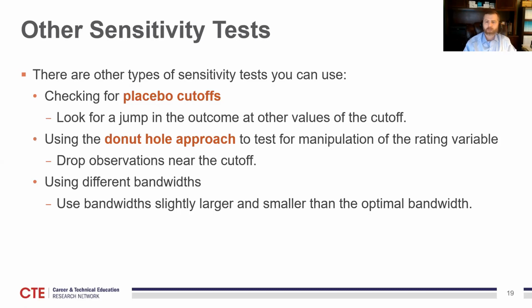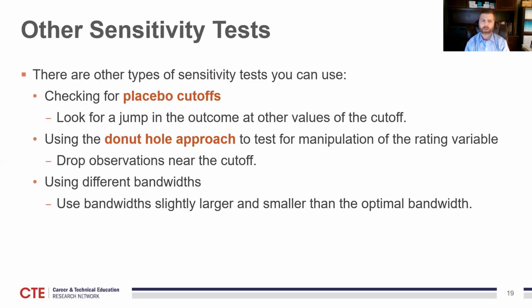And the last type of test here is using different bandwidths. Recall the bandwidth defines that window around the cutoff that determines which observations you're using. There's a trade-off between bias and precision when you're choosing a bandwidth, but once you've estimated the treatment effect, you can go back and try a little bit smaller, a little bit larger bandwidths and see if your point estimate is sensitive to that choice.